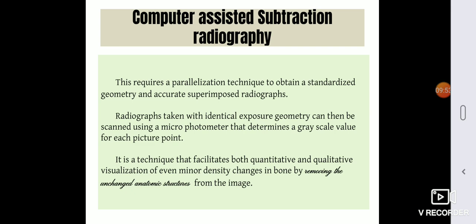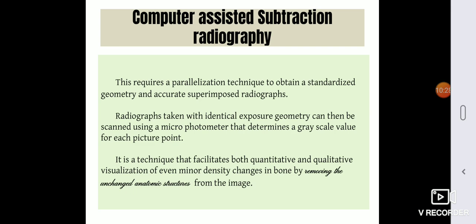Radiographs which are taken with identical exposure geometry can be scanned using a microphotometer which determines a grayscale value for each picture point. Now, grayscale is nothing but a range of the different shades from black to white. Grayscale images contain only the shades of gray and no other color. Now, after the superimposition of the different images or the radiographs, this technique can show the difference in relative densities.